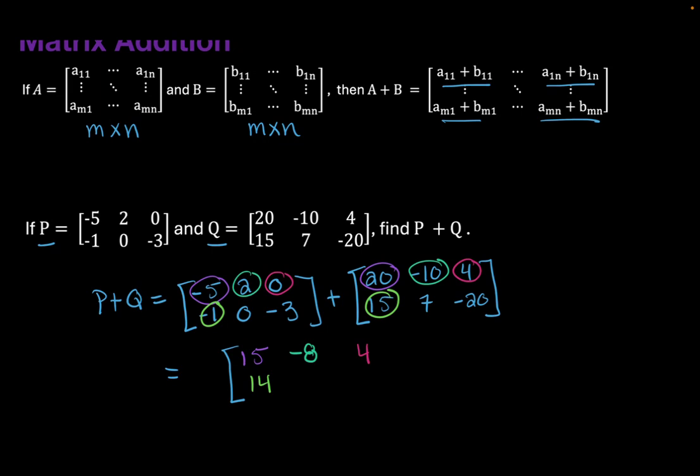And then we would add 0 and 7. 0 plus 7 is 7. And then lastly, we would add -3 and -20 and get -23. So again, you just add each element with its corresponding element in the second matrix.